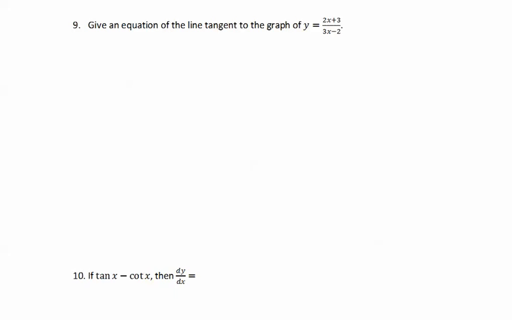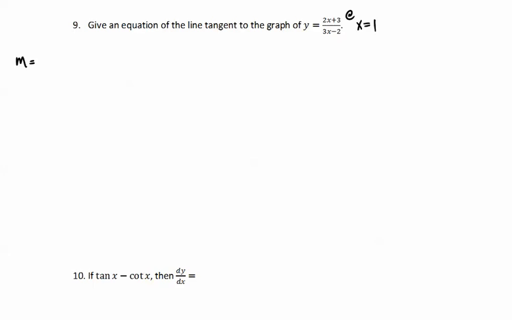In this video, we'll continue looking at problem number 9 in the sample test for chapter 2. We're asked to give an equation of the line tangent to the graph of y equals (2x plus 3) over (3x minus 2). I didn't write a point at which to find this tangent line, so we added x equals 1 in there. The first thing we need to do is find the derivative, then plug in x equals 1. That gives us the slope of the tangent line. So let's see how that goes.